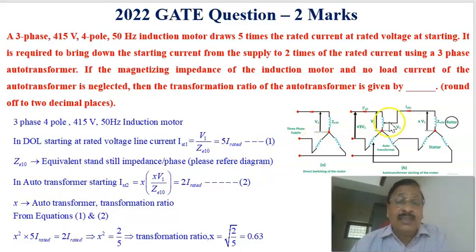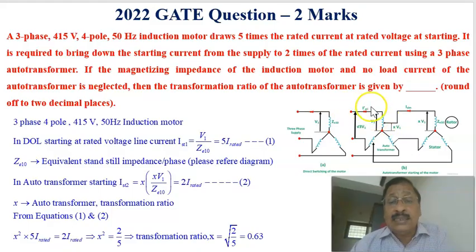Now, when we are connecting an auto transformer like this one, this is a three-phase auto transformer, and the auto transformer ratio is marked as X here. Therefore, if this voltage is V1, then the voltage coming across the stator phase is X times V1. Therefore, this current is given by X times V1 divided by Z01. So X times V1 divided by Z01 is the stator current.